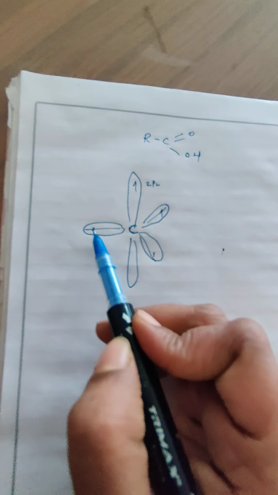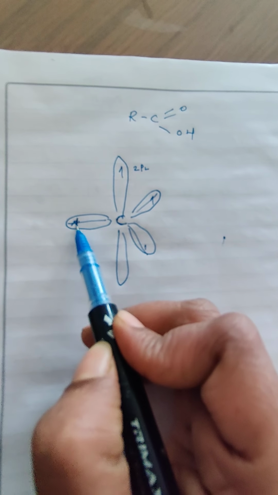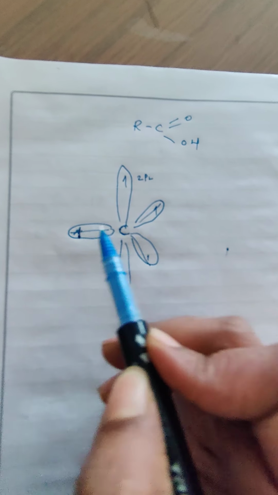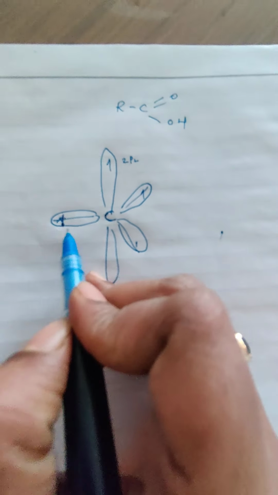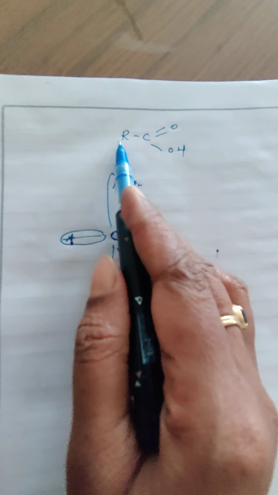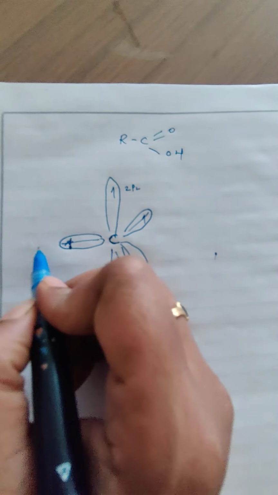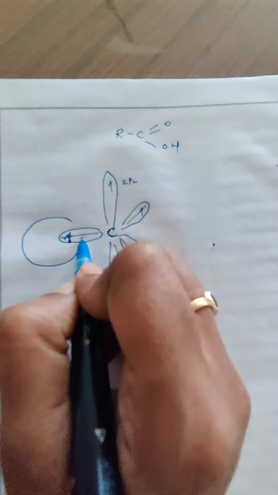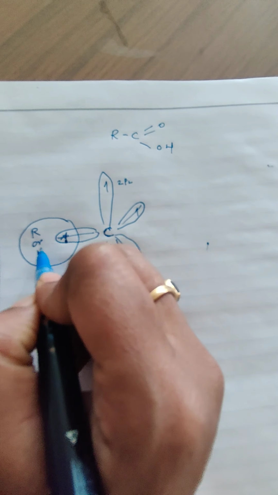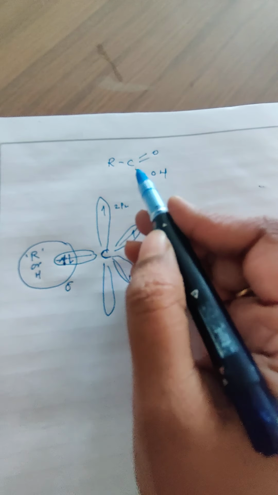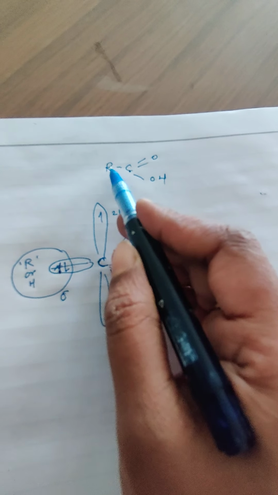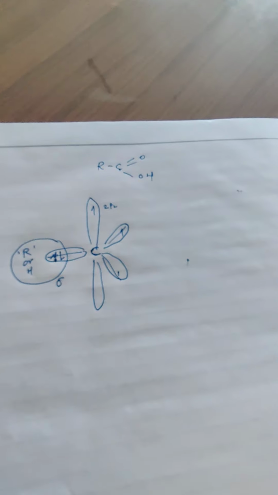Now with the help of these sp2 hybrid orbitals, this carbon is able to form a sigma bond with any group. It may be hydrogen or it may be any R group. So I am writing here, suppose, R group. It may be R or it may be H. So it forms a sigma bond. So now we have this part, that is R, C or H.